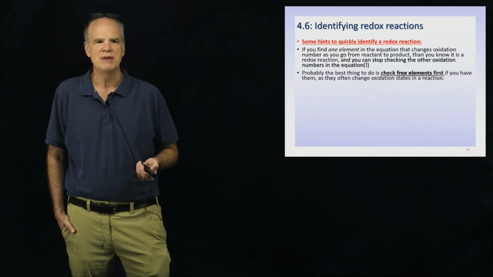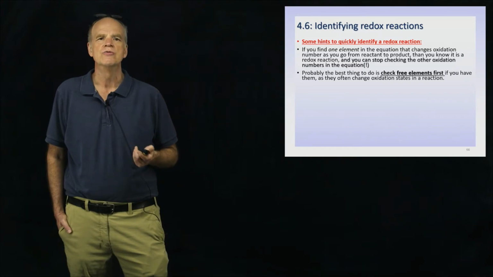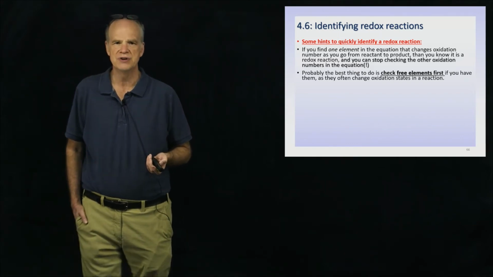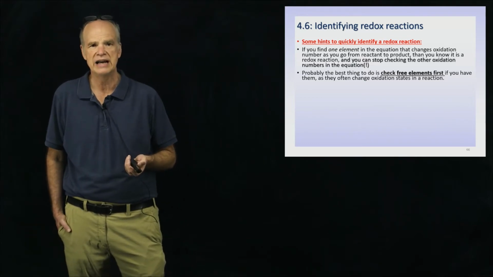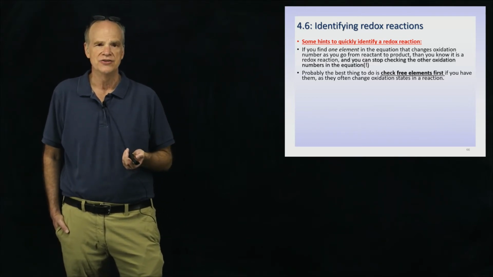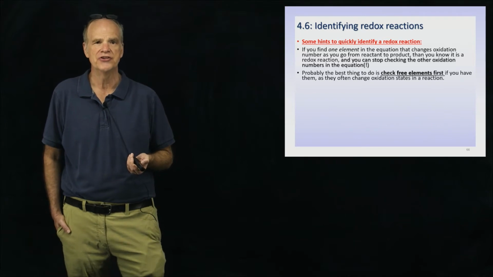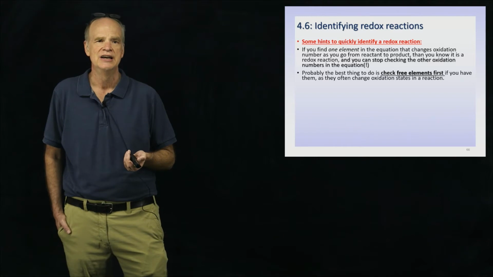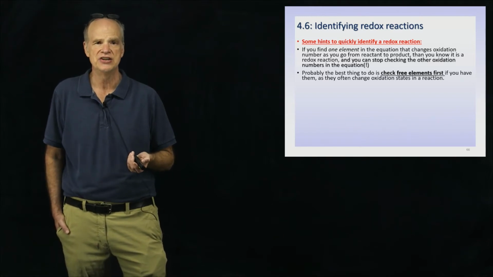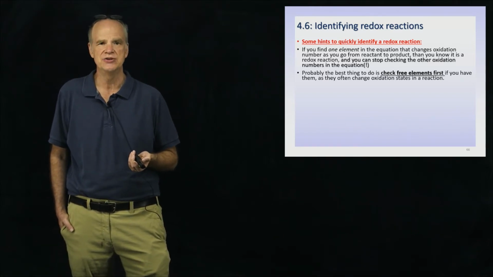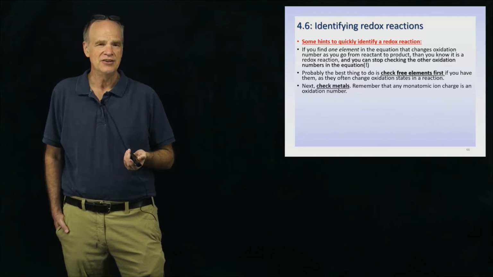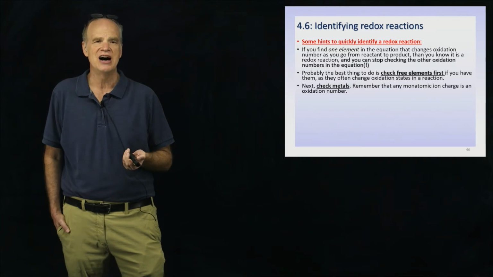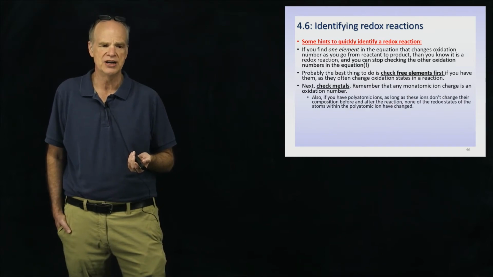So another thing I might suggest is when you look at a chemical reaction, if you see that there are free elements in that chemical reaction, I would check their oxidation numbers first. And the reason is a lot of times when you see free elements in a chemical reaction, they will be changing their oxidation number. And so if that's the case, then you have a redox reaction. Another thing you can do is look at metals. Metals tend to change their oxidation number, so that is what I would check next.